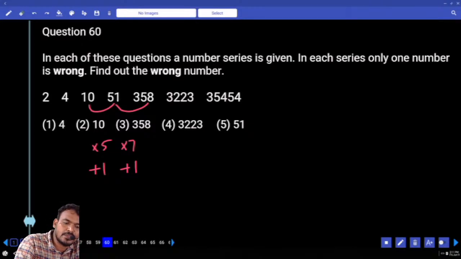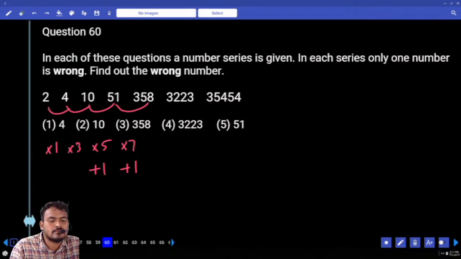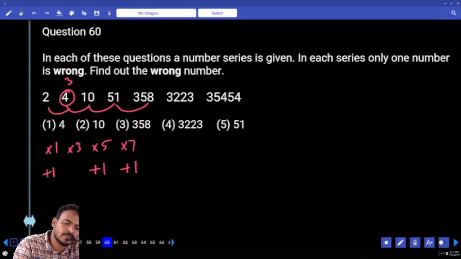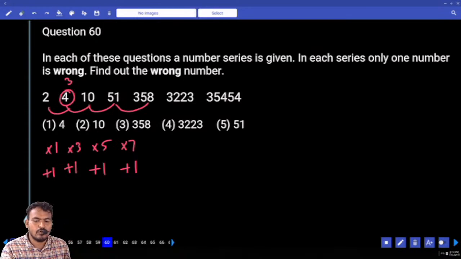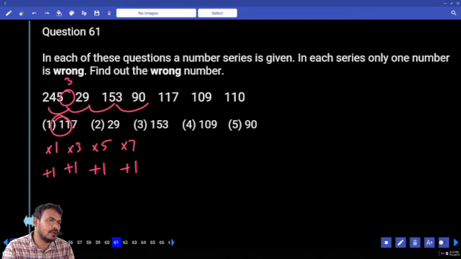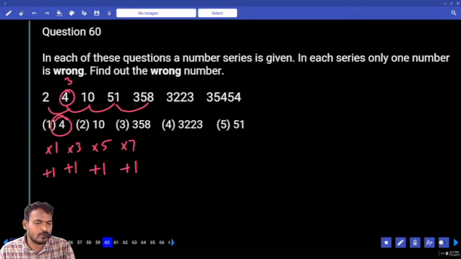Into 5 into 7 means obviously here into 3. And here into 1 or 2 into 1? 2. Plus 1 means 3. Here value 3 or 3 into 3? 9. Plus 1? 10 or? What is the wrong number? 4. I think in wrong number series only one number is wrong or? Already 4 is wrong number means answer will be 4 or?